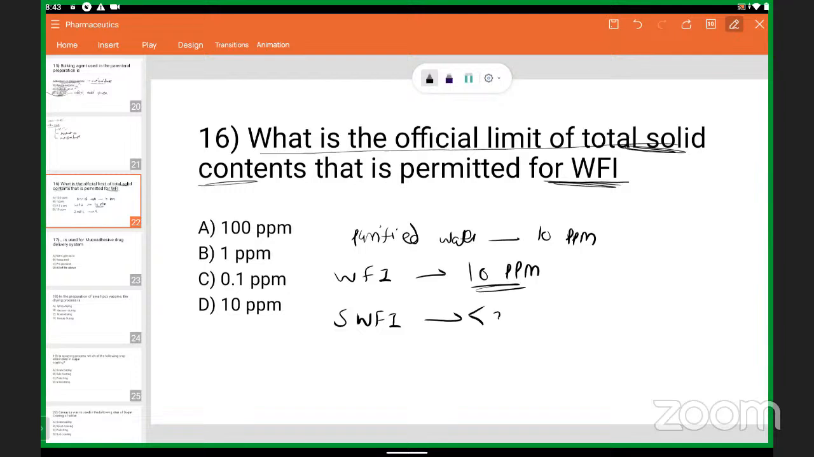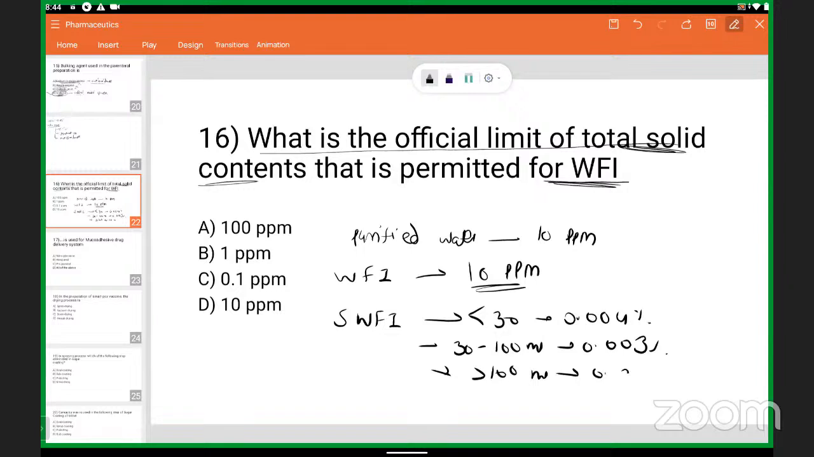If you are using below 30 ml, the allowed limit is 0.004%. If the quantity is between 30 and 100 ml, the limit provided is 0.003%, and if the quantity is more than 100 ml, a 0.002% limit is accepted or allowed. If you consider bacteriostatic water, no solid should be dissolved in it. Even for sterile water for injection as well as sterile water for inhalation. So based on this information we can say that the official limit for the total solid content of water for injection is 10 ppm.